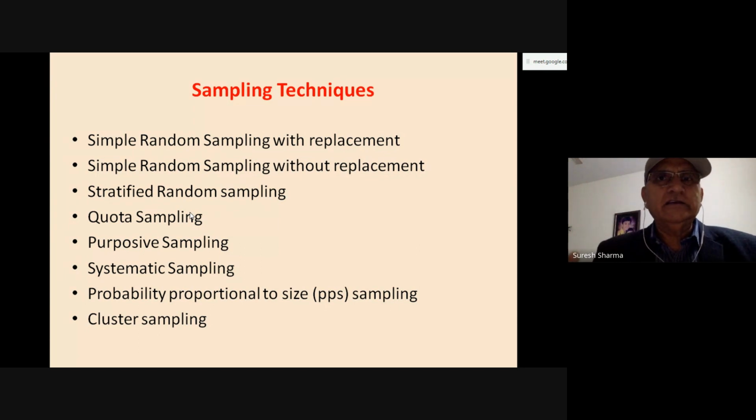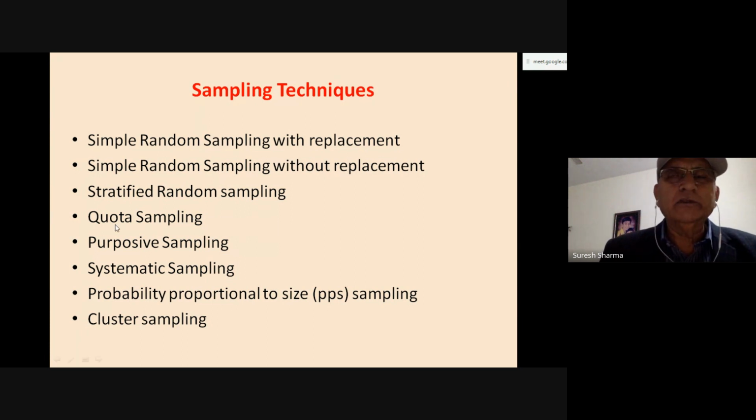For example, if there is some admission policy, then certain quotas are already fixed. Let's say 15% reserved for ST category, 5% for defense people, 2% for handicap people, 60% for general. So these quotas are already fixed. Once you fix something, the probability component is gone. That's why we are not using the word random sampling. Random sampling word is gone.